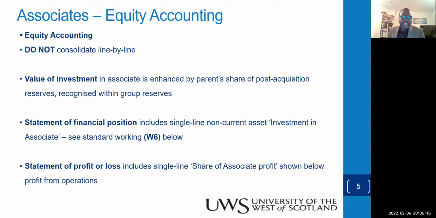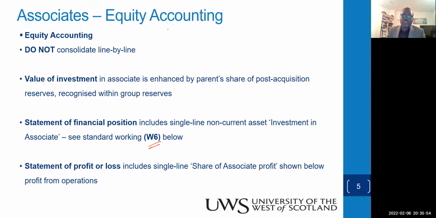Again, for the statement of financial position, we need to include just one line item. You don't consolidate line by line and add the assets and liabilities. No, just one line item where we'll capture it as investment in associates. We are going to introduce another working. So far the standard workings don't follow any particular order. You could use a different approach, that's okay with me, but for the sake of consistency, we are introducing the sixth working to look at the investment in the associate.